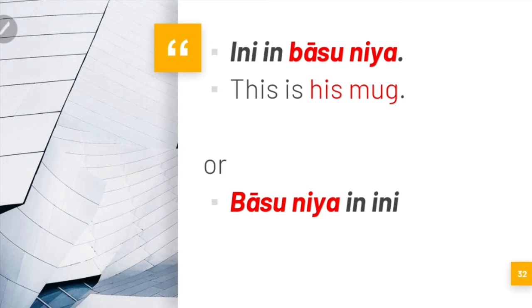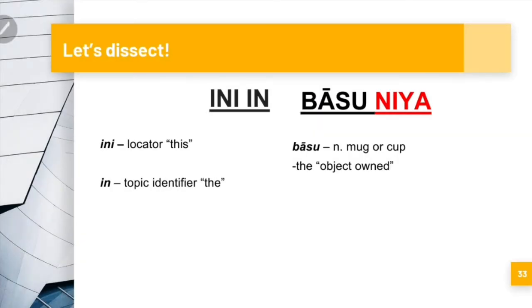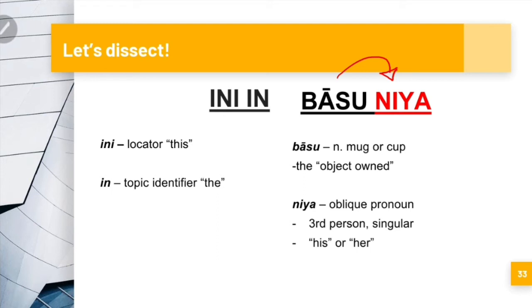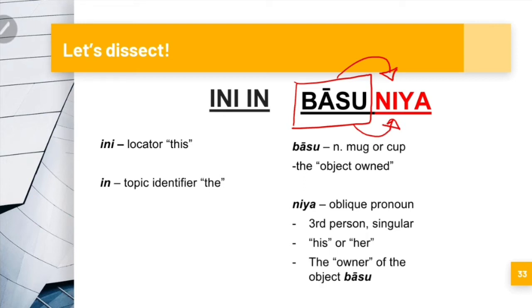Iniin baso niya. This is his mug. Baso niya in ini. So ini is the locator this. In is a topic identifier, the. Baso is the object followed by an oblique pronoun niya. And niya is third person singular, which means his or her. Therefore, the item mentioned here is owned by the oblique pronoun niya, which is his. So it means this is his mug, the owner of the object baso.